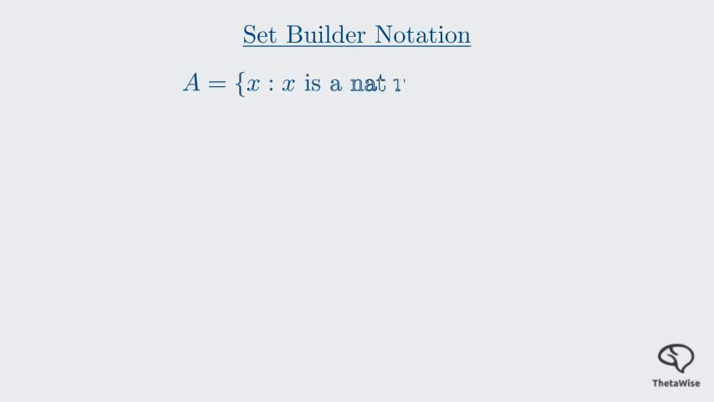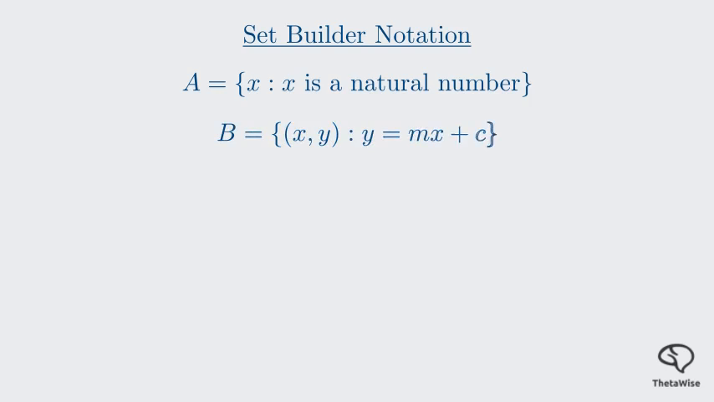A set is simply a collection of objects. We often use set builder notation to describe these collections. Look at set A. This is read as A is the set of all x, such that x is a natural number. The colon symbol represents the phrase such that. We can also define sets of coordinates. Set B is the set of all ordered pairs x, y, such that y equals mx plus c. This set actually describes every single point on a straight line.